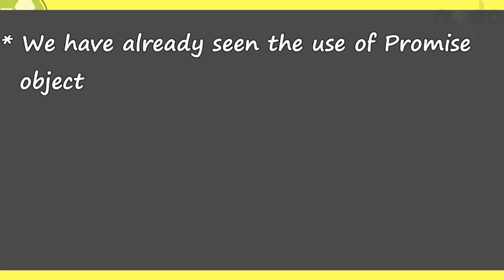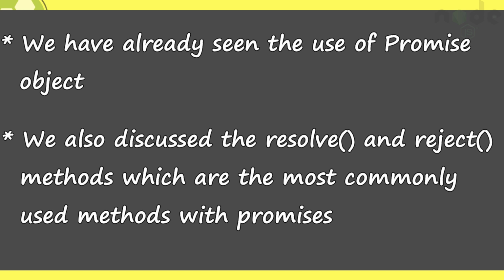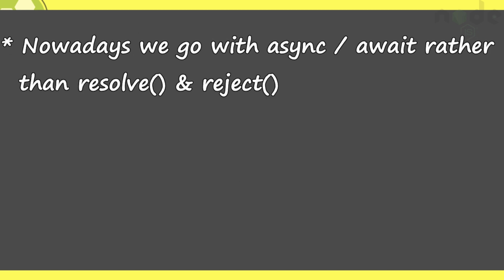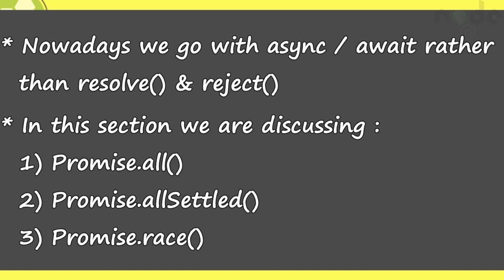We have already seen the use of the promise object. We also discussed the resolve and reject methods, which are the most commonly used methods with promises. Though nowadays we go with async await rather than resolve and reject, which will be the next topic of our discussion, in this section we are discussing these three methods. Now let's start with the promise.all method.